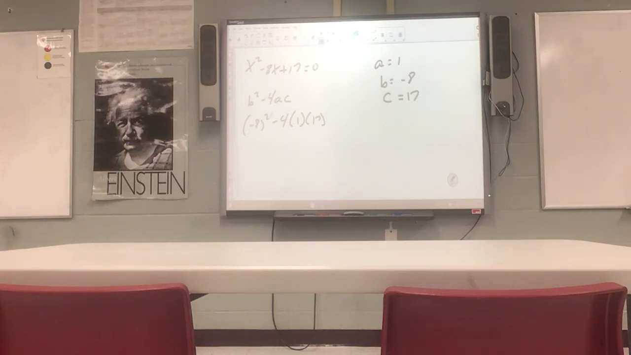So negative 8 squared, that's negative 8 times negative 8, is 64. Negative 4 times 1 is negative 4. And negative 4 times 17, I think, is negative 68. Yeah. Thank you. So we've got 64 minus 68, which is negative 4. So we have to look at that note we just wrote down on the previous page and say, okay, negative 4, that's smaller than 0. If it's smaller than 0, that means there are 2 imaginary solutions. That's it.